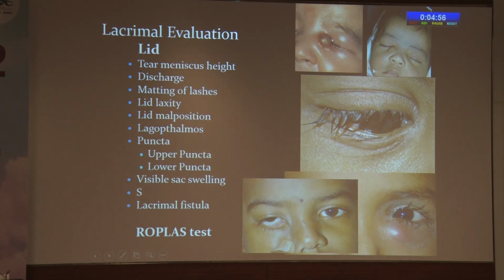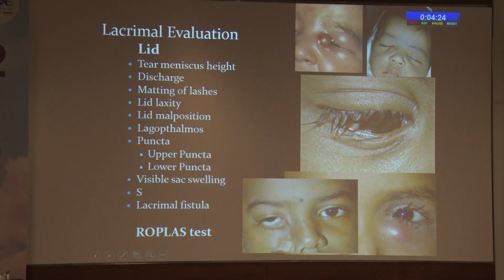Now when we talk about lacrimal disorders, there's a wide range, and the management depends upon the age group. Now you have an abscess here, you have an amniotocele here, you have matting of the lashes here, you have absent punctum here, you have a lacrimal abscess again here. Now how do you manage each one? Depends on what the presentation is like. So you need to have a good history, you need to have a good examination.